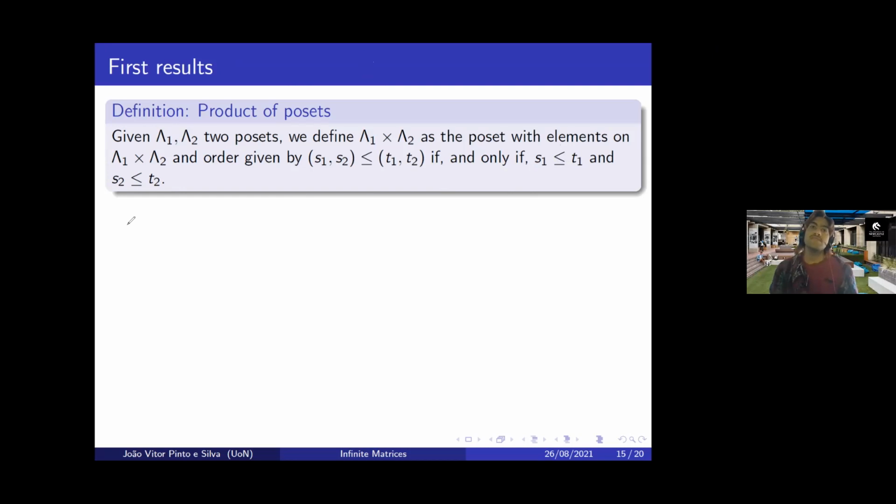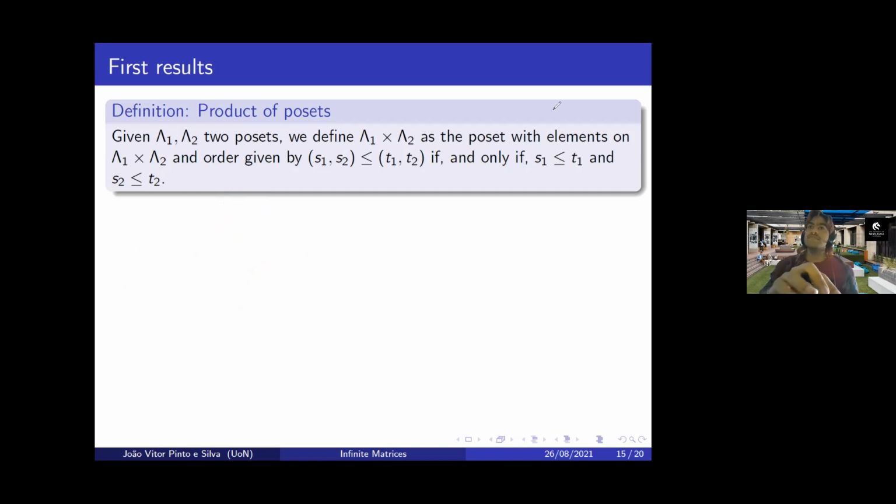So for example, if I get Lambda1 and Lambda2 to be the simplest set that we can get, {0, 1}, then the product will be just this square thing: (0,0), (0,1), (1,0), and (1,1). Okay, so there is an error here.